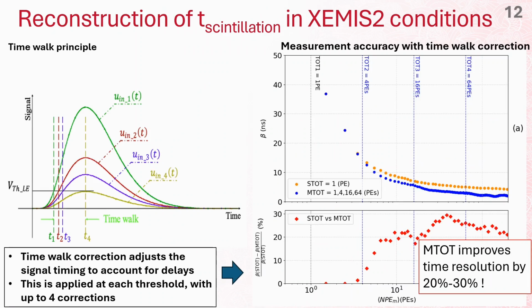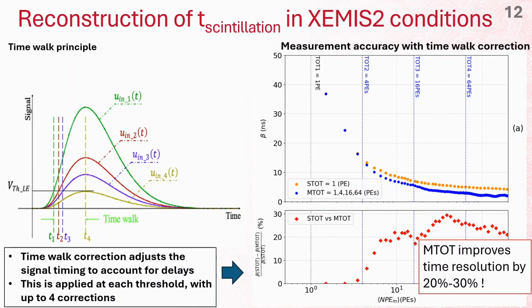And for the reconstruction of the scintillation, time walk is a temporal variation of the logic signal leading edge, and it depends on the amplitude of the Gaussian signal and the number of photoelectrons. To accurately determine the arrival time of the scintillation signal, a time walk correction must be applied for each threshold. And with multiple thresholds, up to 4 different time walk corrections can be applied.